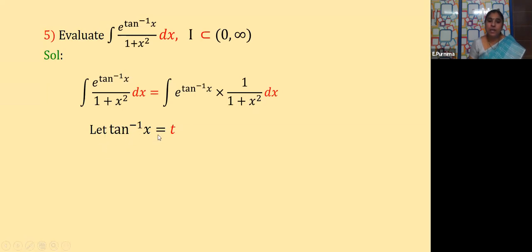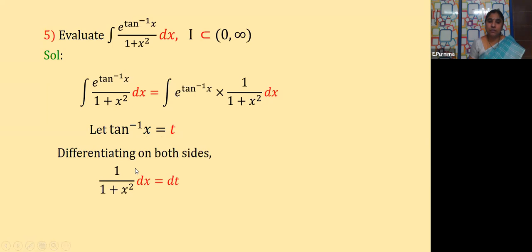Let tan inverse x is equal to t. Now what is the next step here? It is differentiating on both the sides, with respect to x. So what is the derivative of tan inverse x? 1 by 1 plus x square. 1 by 1 plus x square dx is equal to dt.